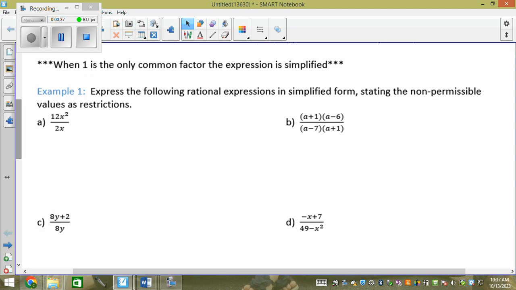So here it says, express the rational expressions in simplified form, stating the non-permissible values as restrictions. So we will always state non-permissible values first, okay? And non-permissible values only come from where? The denominator, because the denominator can't equal 0. So you only end up with non-permissible values if your denominator has a variable in it, okay? Does this denominator have a variable in it?